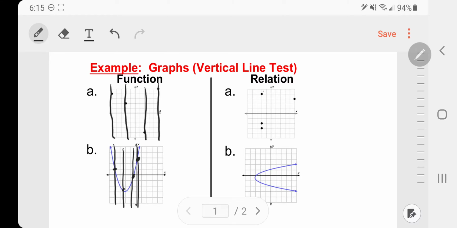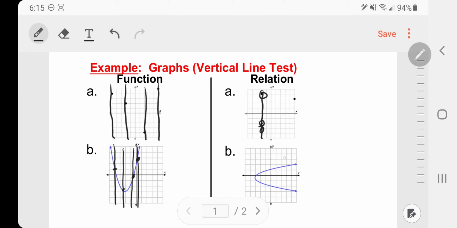Okay, now if we look on the right side here, if I was to draw a vertical line right here, we notice that this is going to cross three different points. So anytime a vertical line is drawn and it crosses more than one point, you know that it is a relation and not a function.